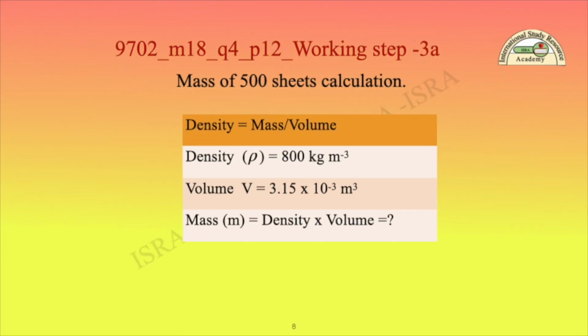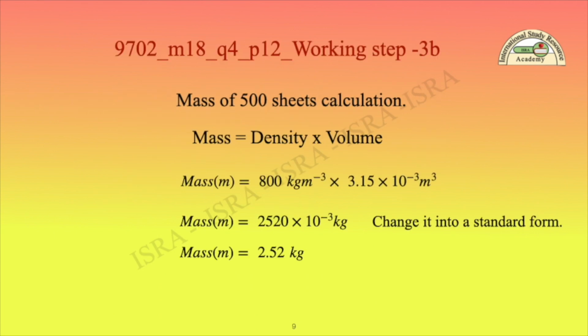Working step 3. Mass of 500 sheets calculation. Density rho is equal to mass upon volume. Given data, density rho is equal to 800 kg per meter cube. Volume V is equal to 3.15 times 10 raised to the power minus 3 meter cube as calculated. Mass M is equal to density times volume equal to?